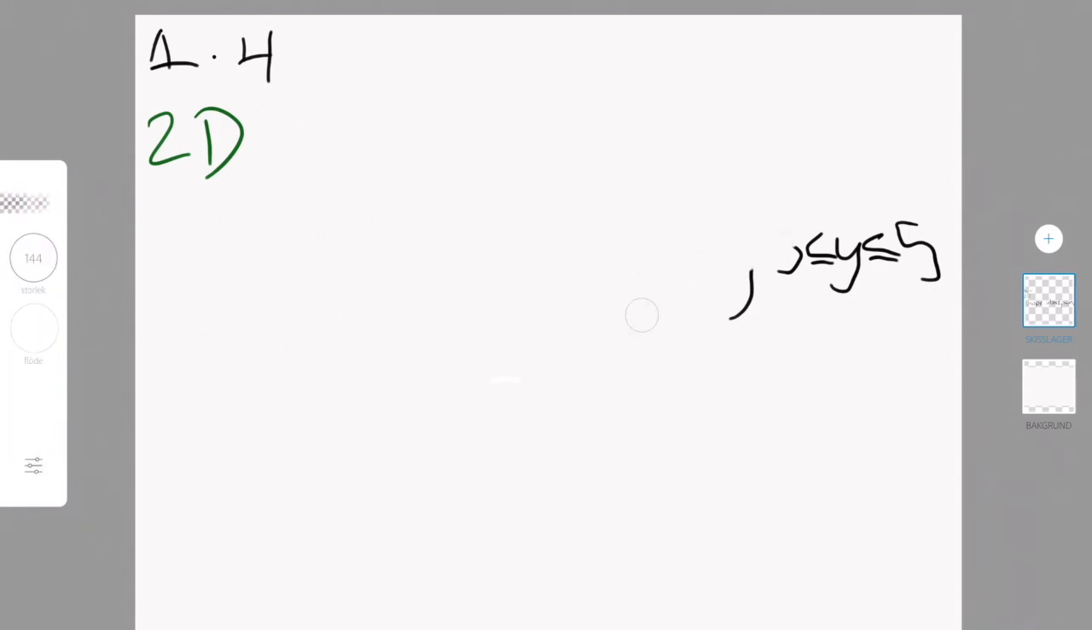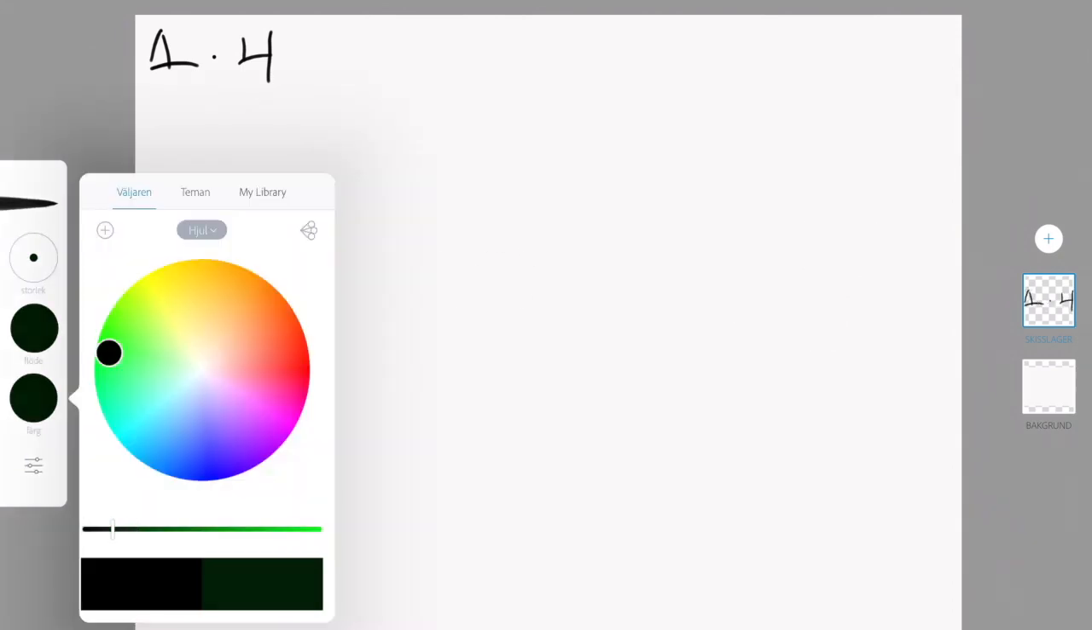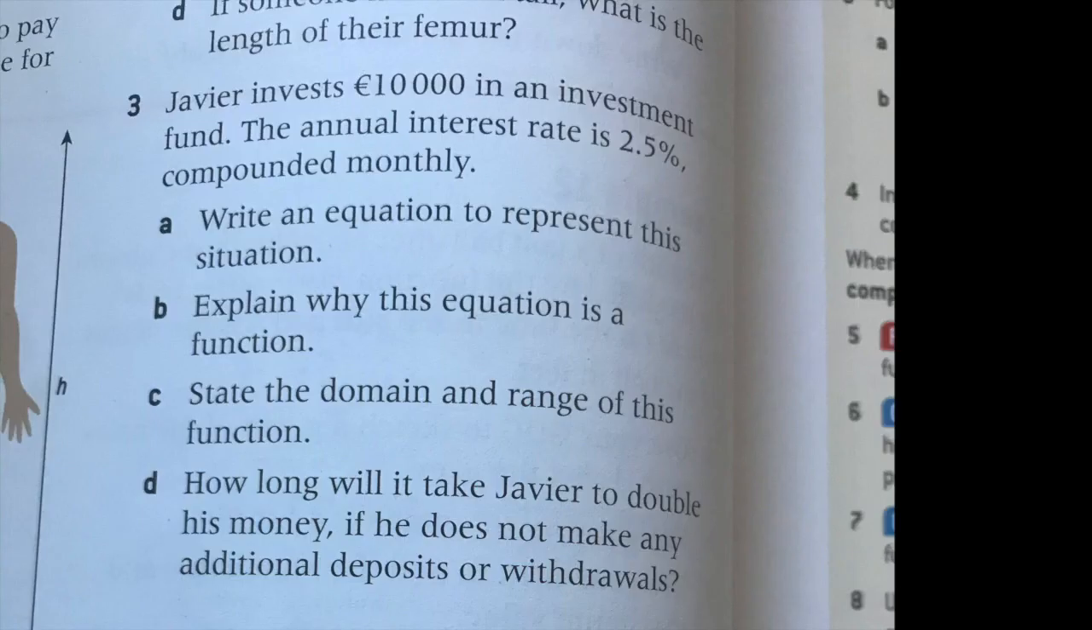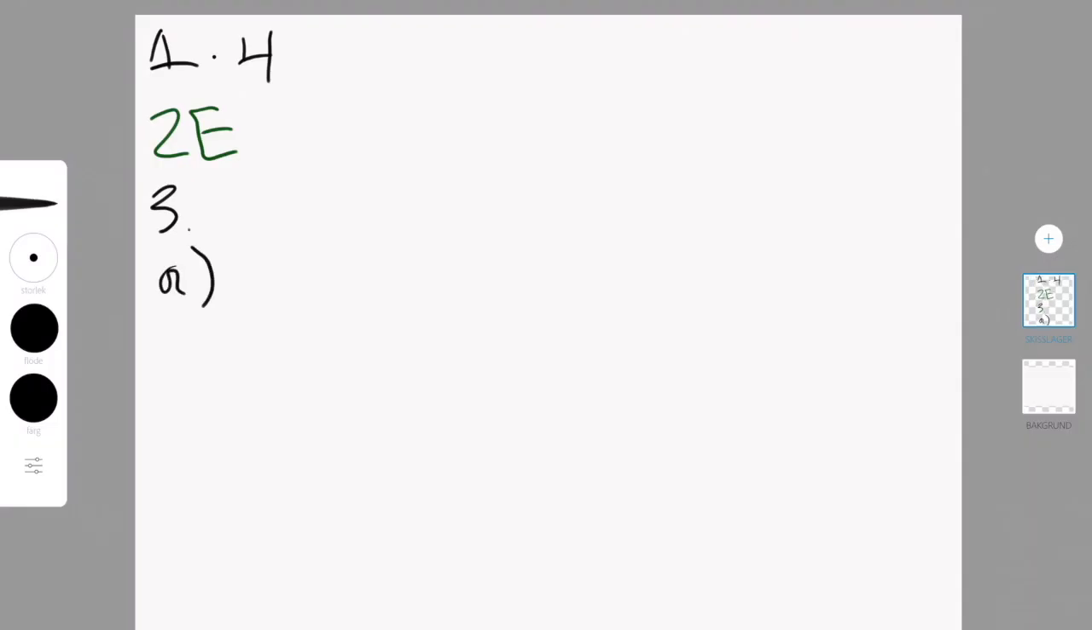Now for the next example, from 2E. For this question, you're going to have to remember what we have done previously with interest. So he invested £10,000 in a fund with an annual interest rate of 2.5% compounded monthly. So part A is to write an equation to represent the situation.